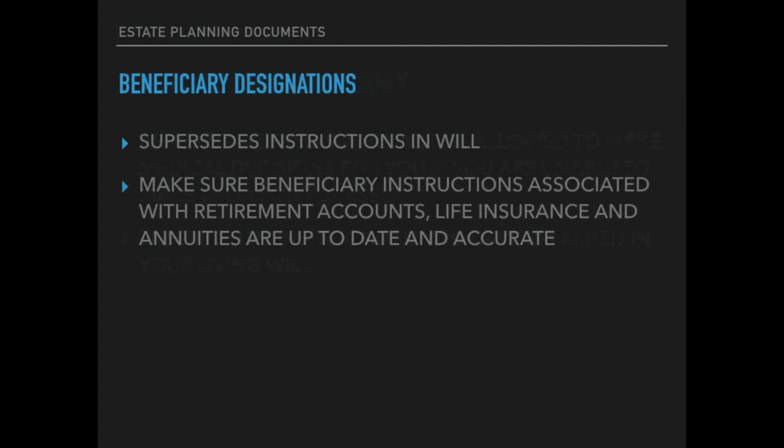Also, as part of the estate planning process, you want to make sure that your beneficiary designations are up to date. Money passes directly to named beneficiaries regardless of what the will says, so make sure that beneficiaries associated with IRAs, company-sponsored retirement accounts such as 401ks, life insurance policies, and annuities are up to date and accurate.